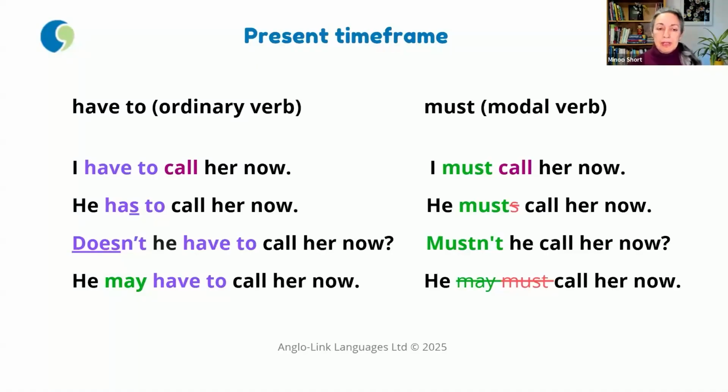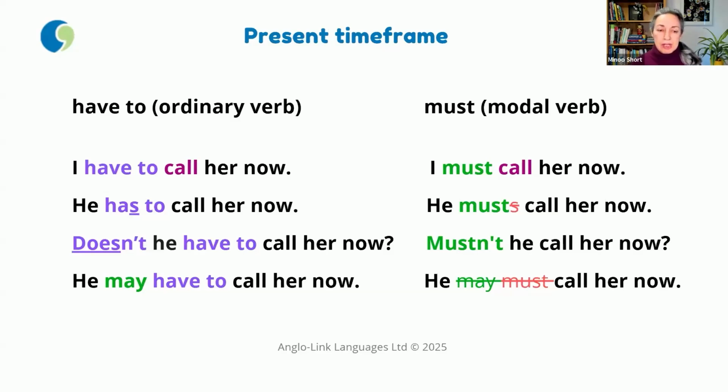The next difference is that to make the verb have to into a question or a negative, we need a help verb. And in the present time frame, our help verb is does. So our negative question, for example, is doesn't he have to call her now? Whereas with a modal verb, we never need a help verb to create questions or negative sentences. Modal verbs take direct negative and question forms. So our negative question with the verb must is, mustn't he call her now?